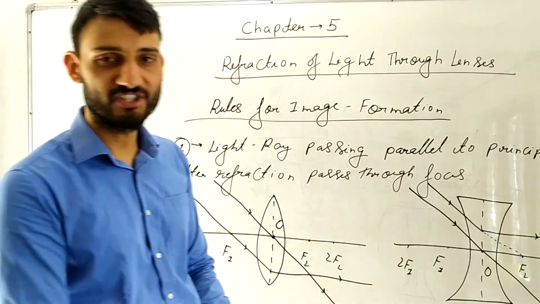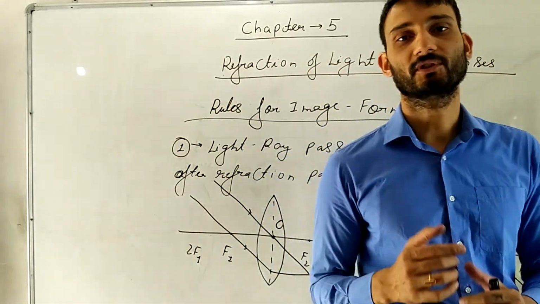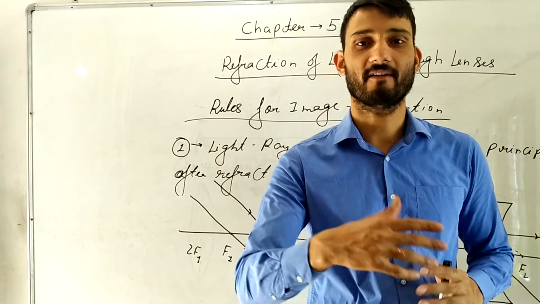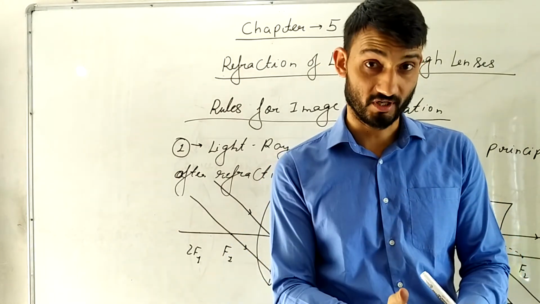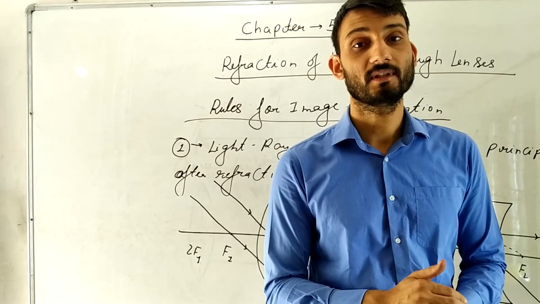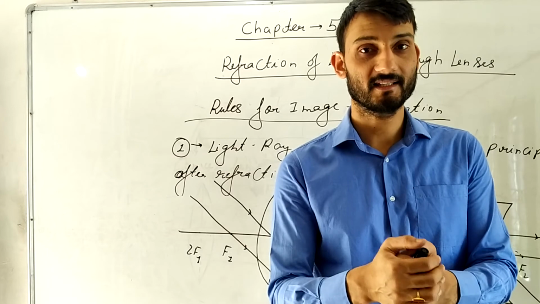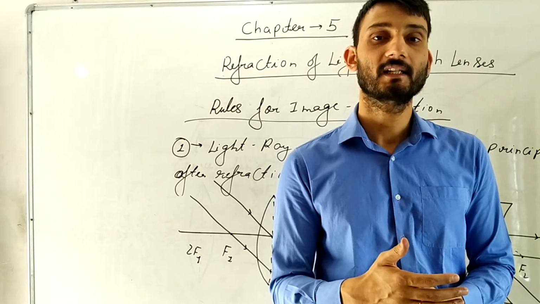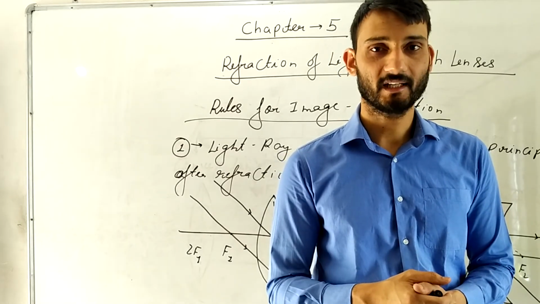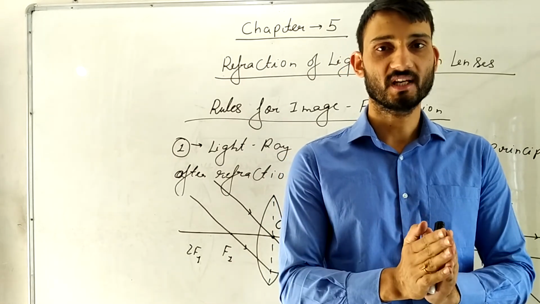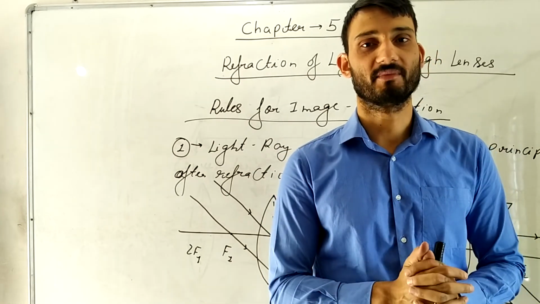So let me summarize once again all the three rules for you. The first rule says that light ray passing parallel to principal axis after refraction will pass through focus. Second rule, light ray passing through focus will become parallel to principal axis after refraction. And third, light ray passing through optical center will go undeviated. All the three rules we will be using when we are dealing with image formation.